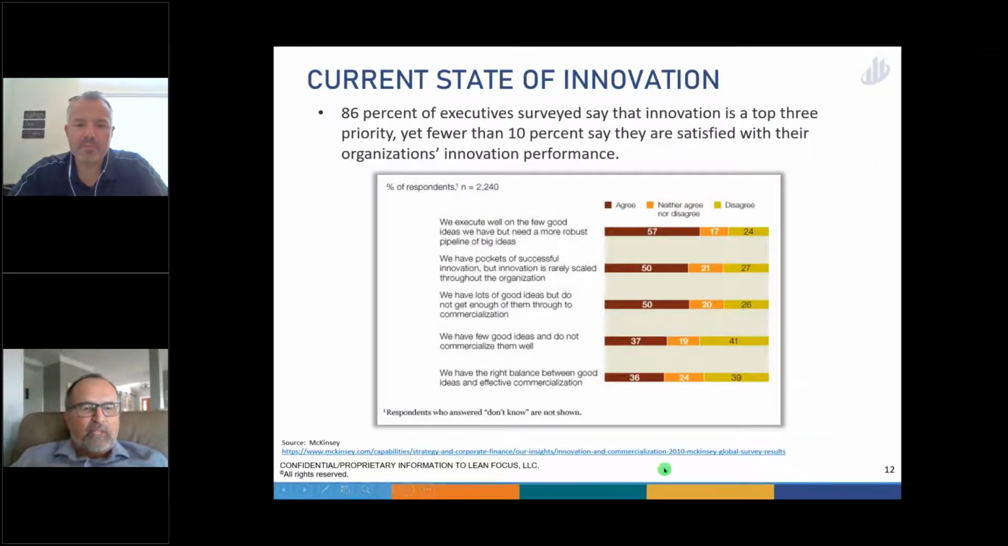Well, the current state: here's a reference from McKinsey that 86% of executives said that innovation was in their top priorities, and yet a tenth of them were satisfied with what they got. And look at the range of issues that they flagged. About half the people said that we do well on a few good ideas, but we just don't have much of a pipeline. And half didn't agree with that.